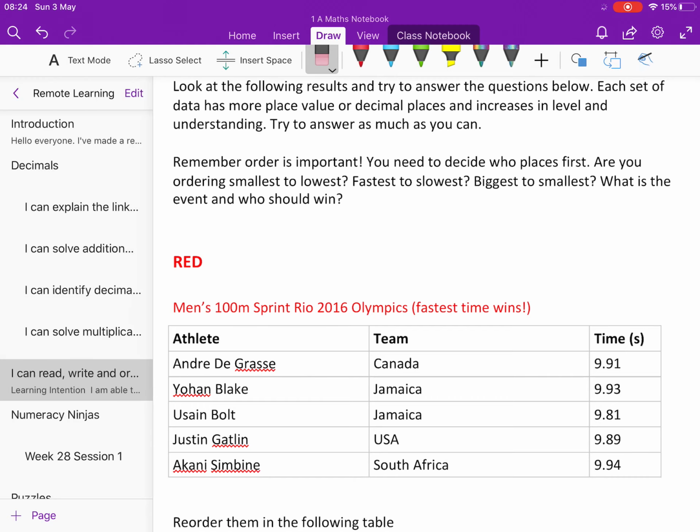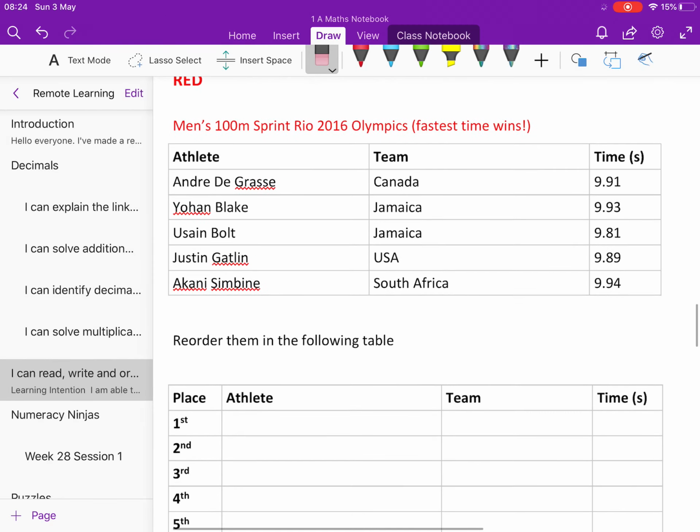Order is important. You need to decide who places first. So red is the men's 100 metre sprint. You might know who won that anyway, but you need to look at the times, and in the brackets I've put what you need to think about for the person who places first. The fastest time wins, which means it's going to be the smallest number. So we need to find out who the smallest is.